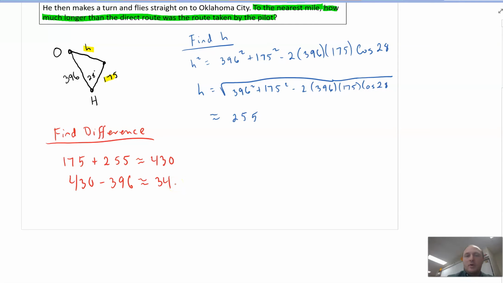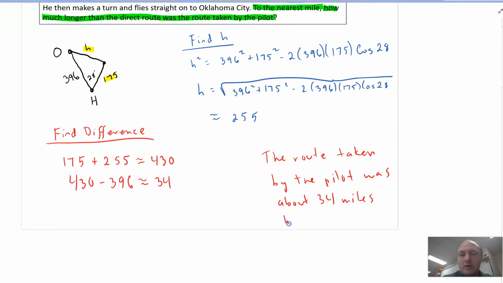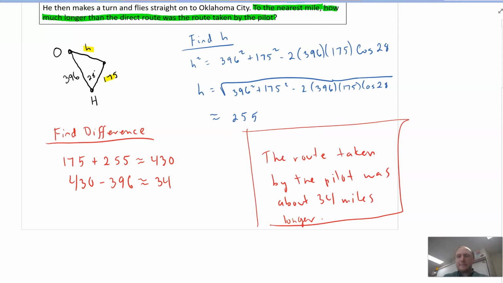So what we can conclude is the route taken by the pilot was about 34 miles longer. Okay, and there you have it.